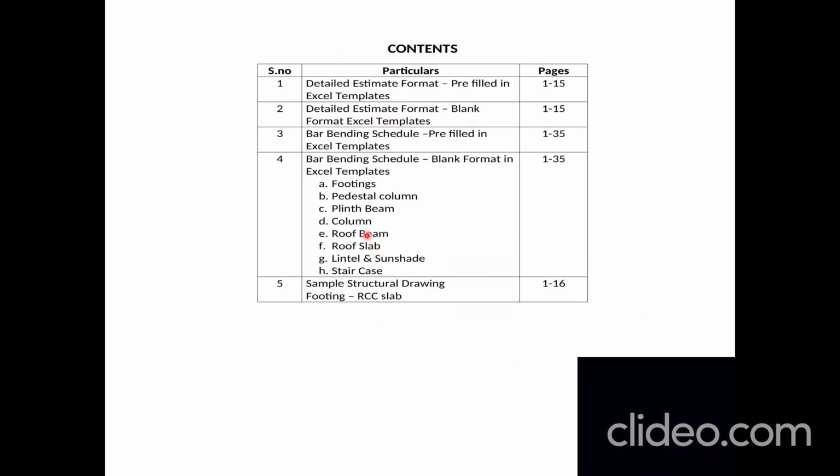So you have the contents here: detailed estimate format, blank and pre-filled formats. This runs into almost 35 pages. Bar bending schedule is again around 35 pages. Footings, pedestal column, plinth beam, column, roof beam, roof slab, lintels and shade, staircase. So bar bending schedule template with pre-programmed Excel templates is there. And a sample structural drawing is also given along with this, which is used in the filled formats.